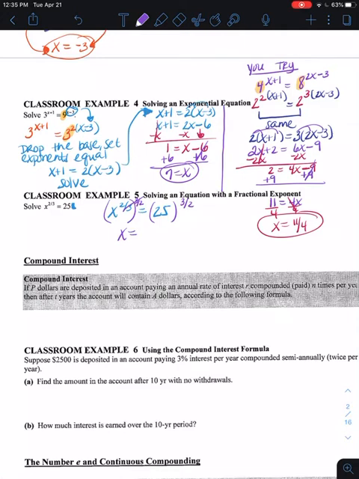Well, when I rewrite this, this is the same thing as the square root of 25. That's what that 2 does. It takes the square root. And whatever I get for that answer, I raise to the 3rd power. So that's where the 3 comes from. The 3 is on the outside. The square root of 25 is 5. 5 to the 3rd power is 125.